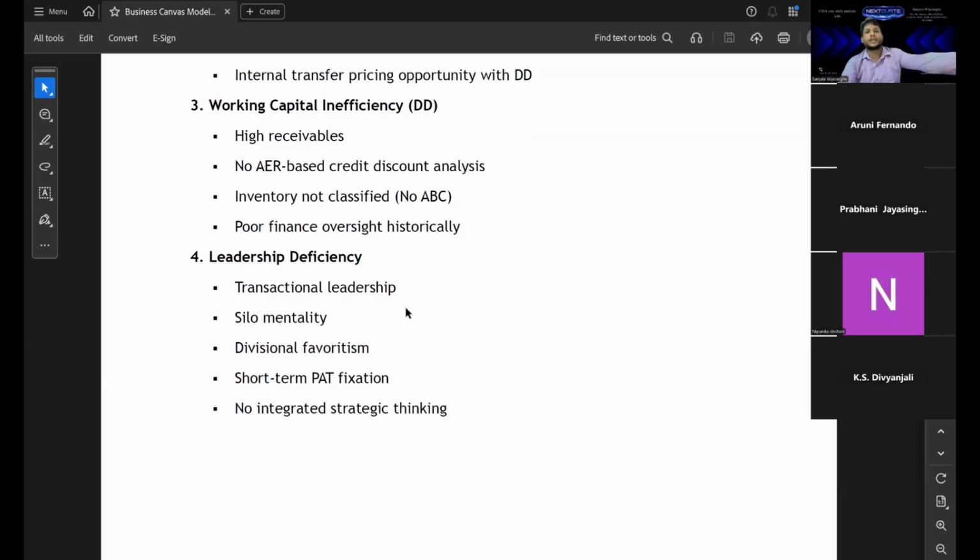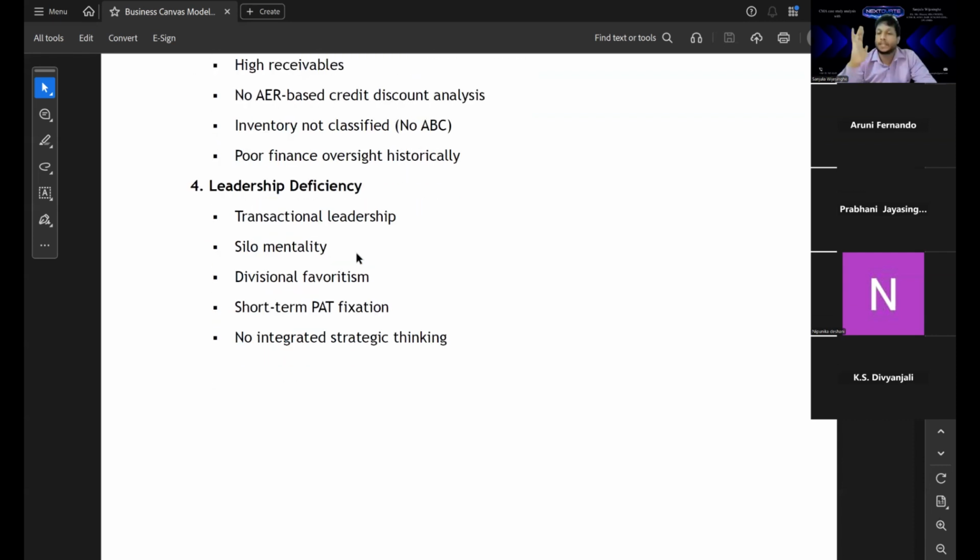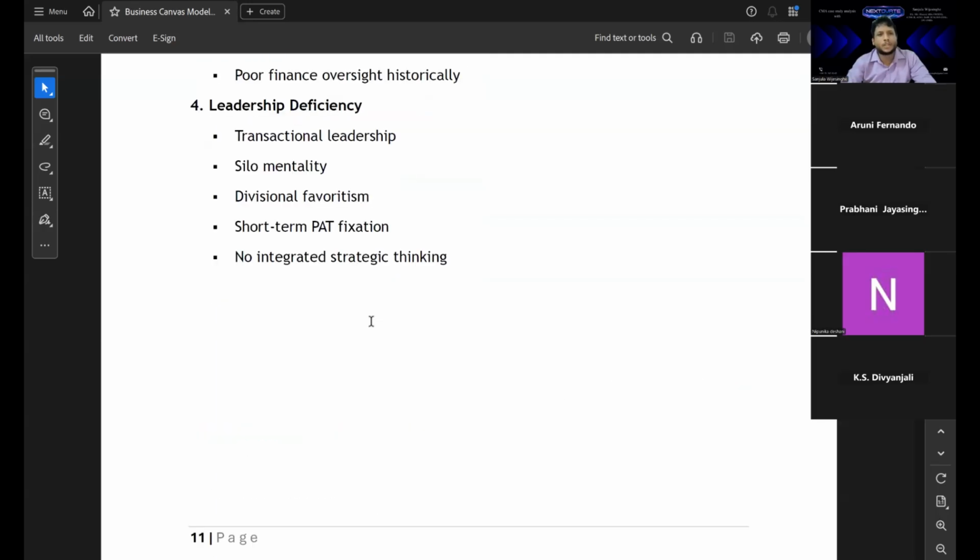Poor finance oversight historically. Now I am not going to explain this one because it would be time wasting, repeating the same thing again and again. Then you see the leadership deficiencies also there. We discussed a lot, an analysis purely based on leadership strategies. Let's say transactional leadership, that is the leadership style they are using. Then silo mentality, divisional favoritism also there, short term profit after tax, then no integrated strategic thinking. Those are the issues we identified.